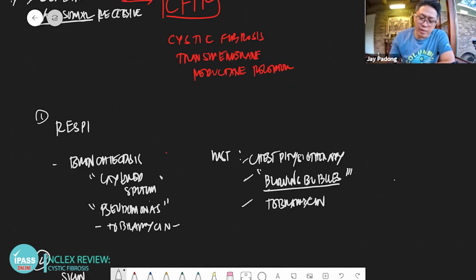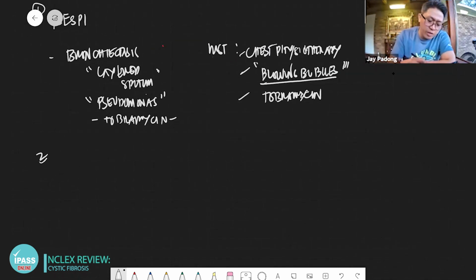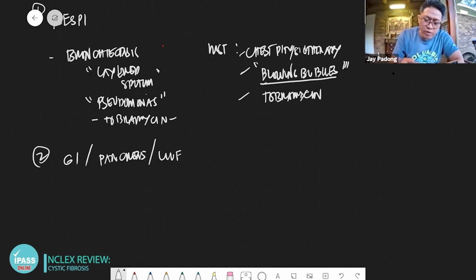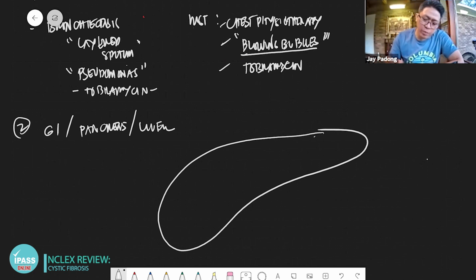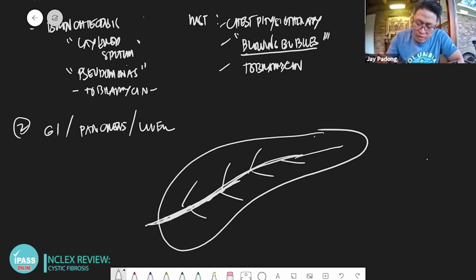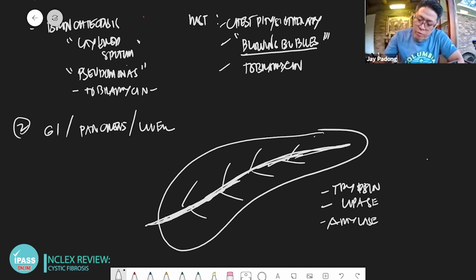It should be the GI. What's the mechanism in your GI? The GI problem, particularly the pancreas, and I'll include the liver. This is your pancreas. This is the head of the pancreas, and this is your tail. In here is your duct system. This is where your pancreatic trypsin, lipase, and amylase pass through. Trypsin is necessary for what? Protein metabolism, to digest your protein. Lipase is for what? Of course, fats. Amylase is for carbohydrates.